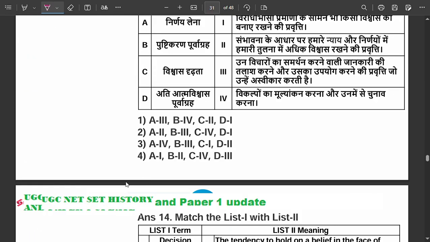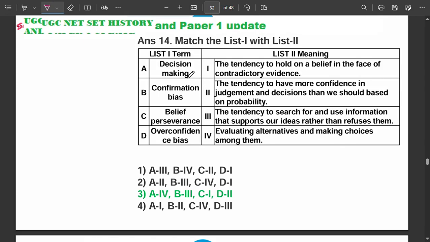Next, question number 14. Terms and meanings are given as follows. Decision making, A4: evaluating the alternatives and making a choice among them. Confirmation bias, B3: a tendency to search for and use information that supports our ideas rather than refutes them. Belief perseverance, C1: a tendency to hold a belief in the face of contradictory evidence. Overconfidence bias, D2: the tendency to have more confidence in judgments and decisions than we should based on probability. So option number 3 was the correct answer, the correct matching.